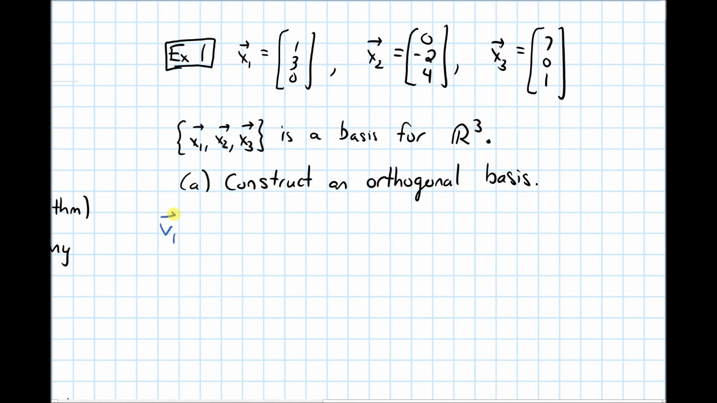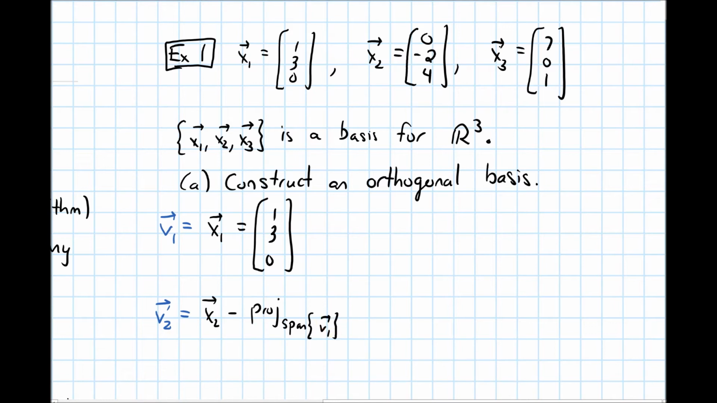So it says, let v1 be the first vector in this basis. It's just going to be x1. And x1 is 1, 3, 0. So it starts off pretty simple. Now we're ready for v2. So v2 is going to be x2 minus the projection onto the span of the previous orthogonal vector, so the span of v1. And what is it that we're projecting? We're going to be projecting the second vector in our basis, x2.